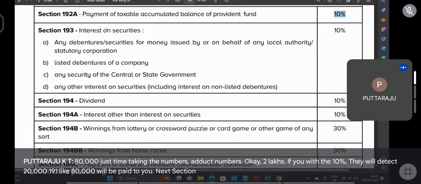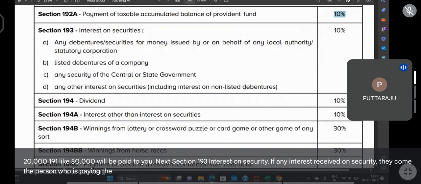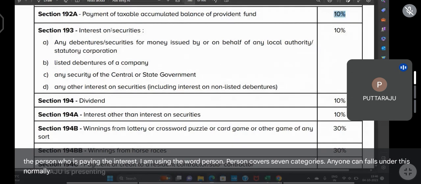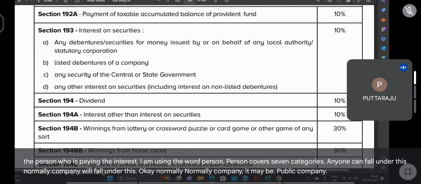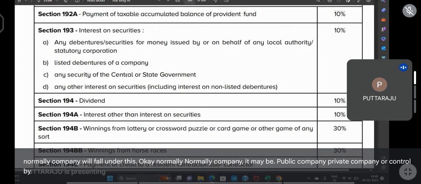Next, section 193, interest on securities. If any interest is received on securities, the person who is paying the interest, I am using the word person, person covers 7 categories. Anyone can fall under this. Normally, a company will fall under this. It may be a public company, a private company, or one controlled by government. And any local authority is also like a company. Interest on securities means bonds, debentures, like that.